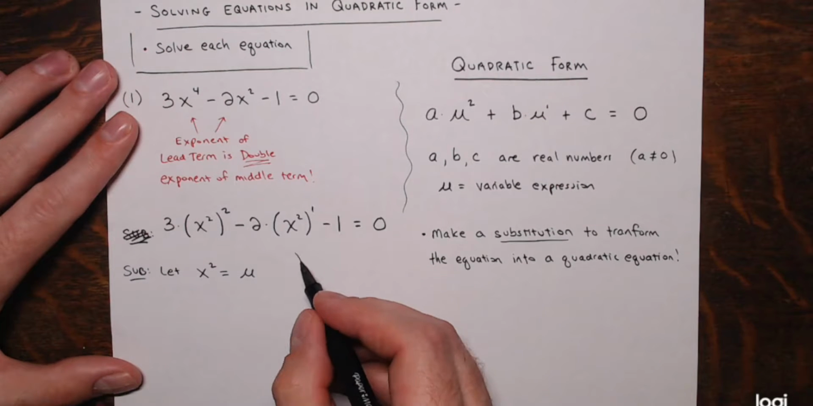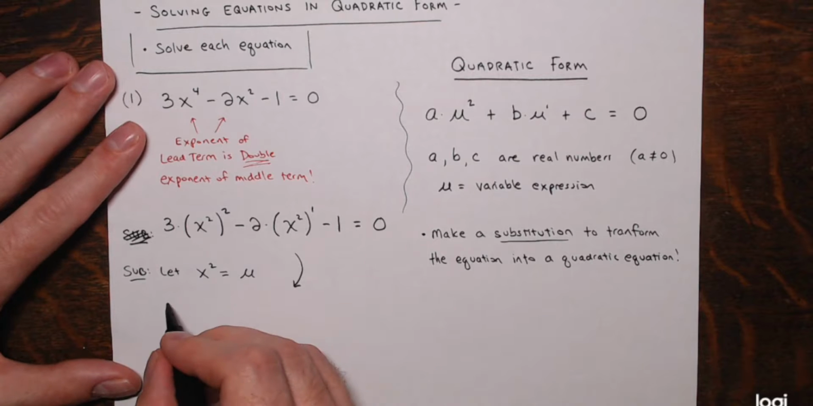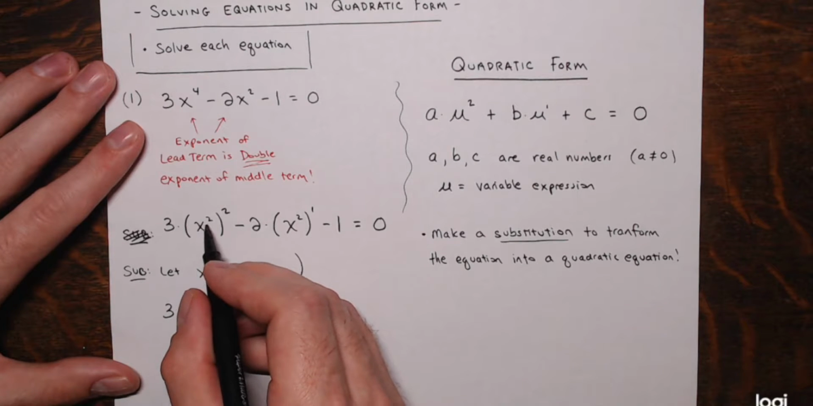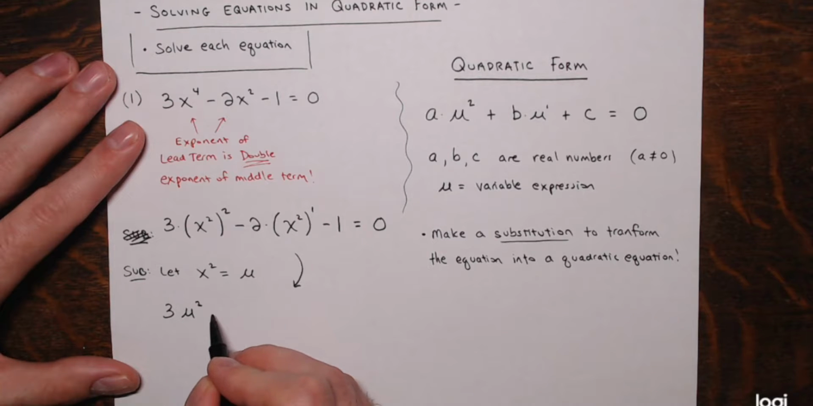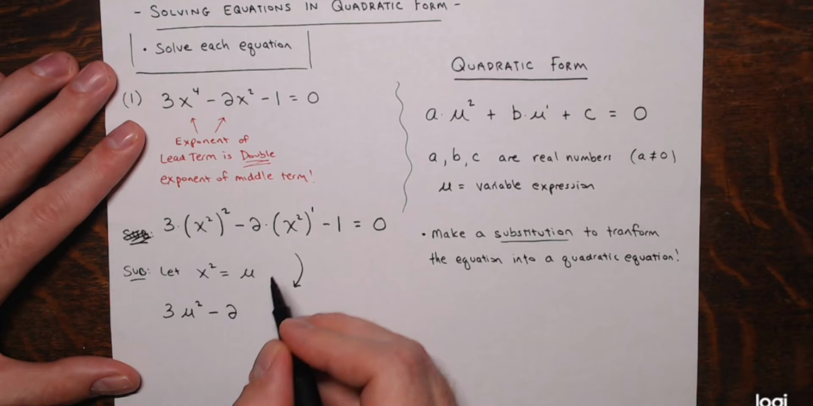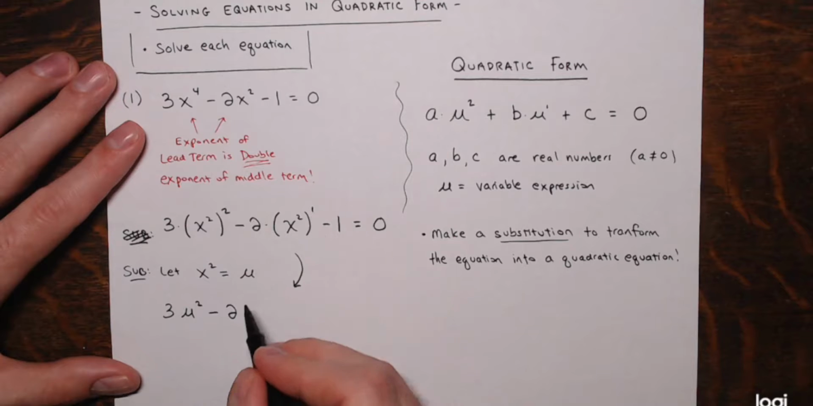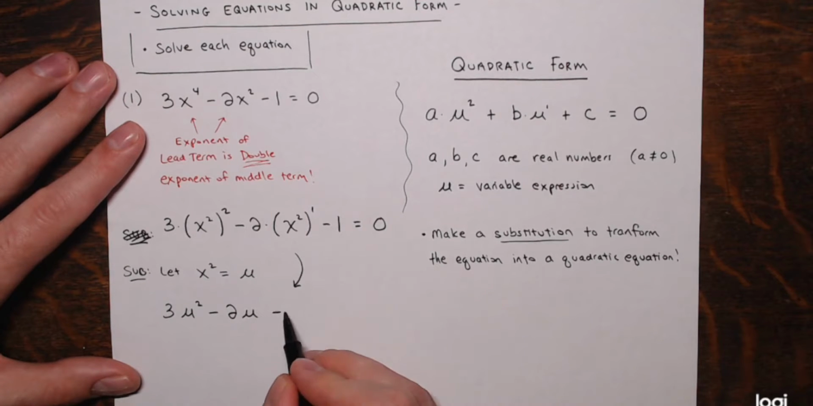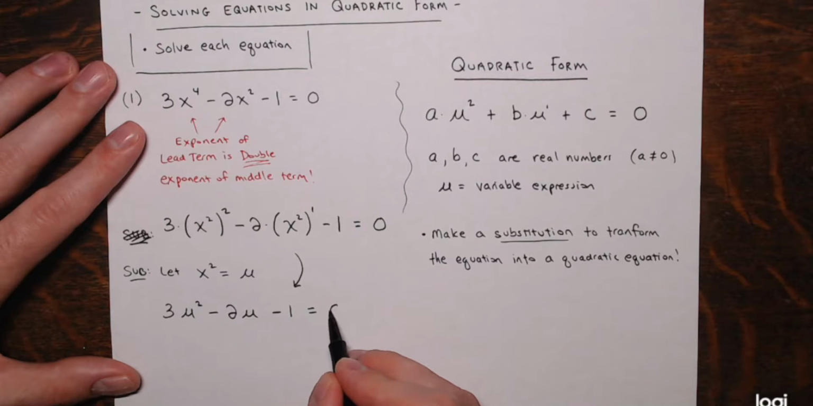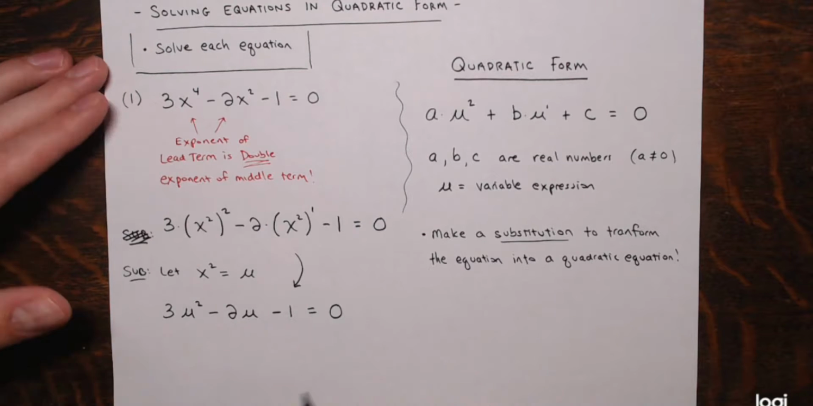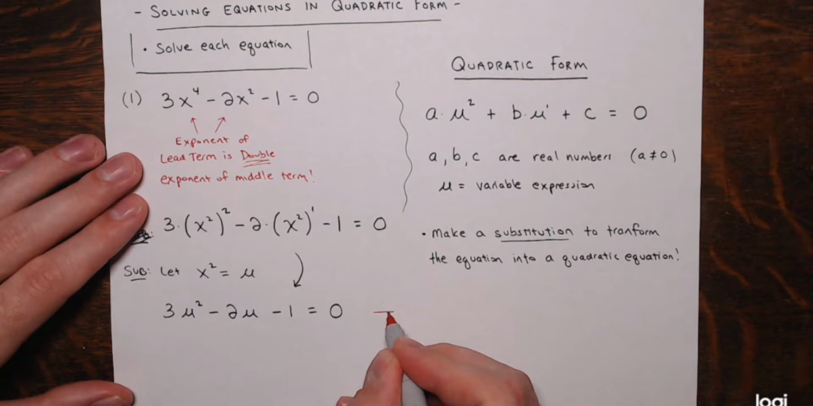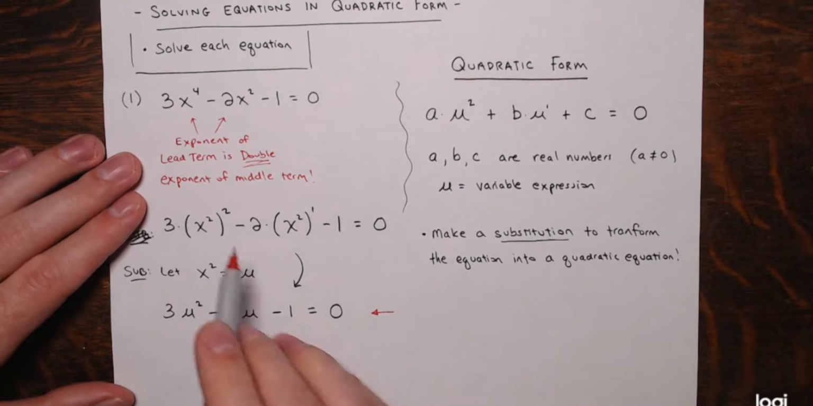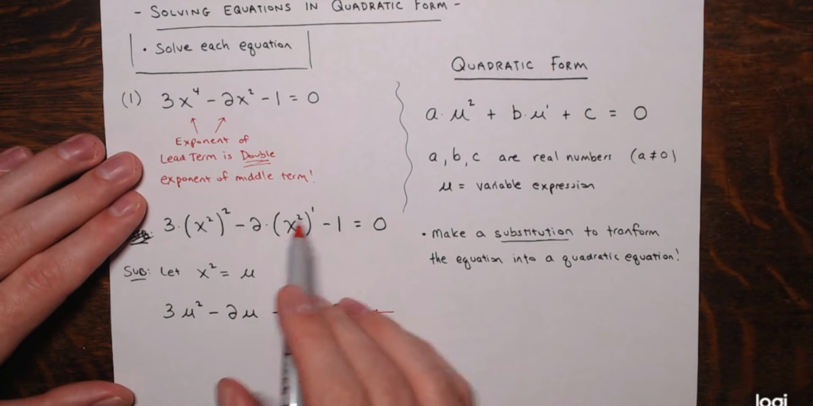So now this becomes 3 times x squared squared, and x squared is u. So 3u squared minus 2 times x squared to the first, or just u, and then minus 1 equals 0. And now what we have, like I was saying over here, after making this substitution, first off you have to recognize that it's in this quadratic form.